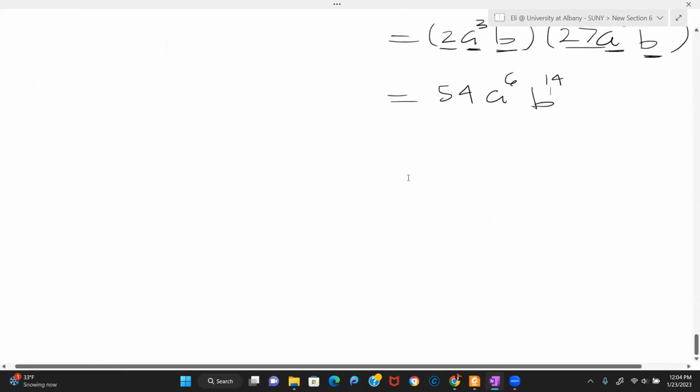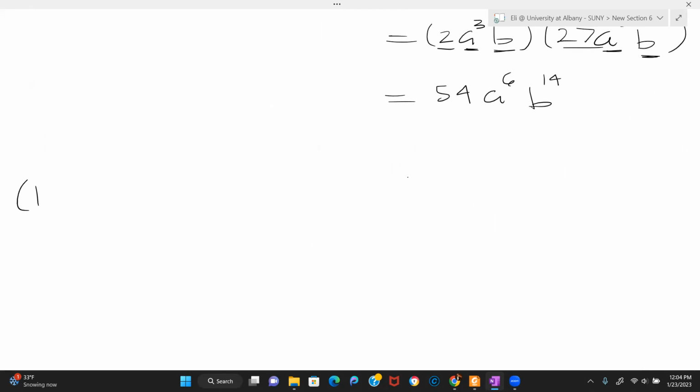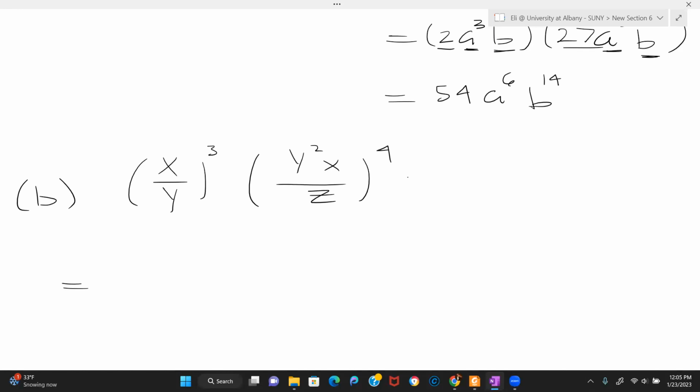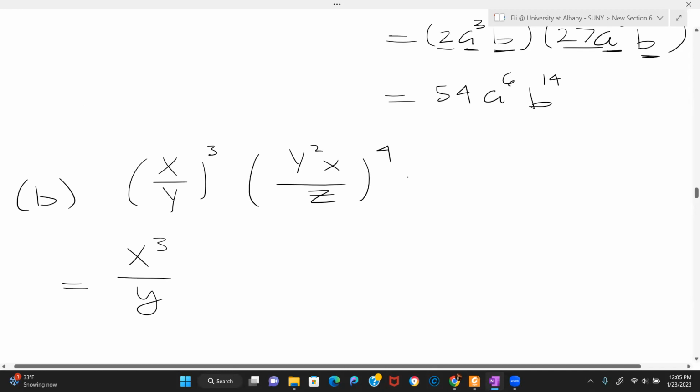All right, let's look at one more example. So this is part B of the same example. So it's x over y to the third power, and then it's y squared x over z to the fourth power. So now you have x over y to the third power, so you raise the numerator and the denominator to the third power, so you get x to the third over y to the third.